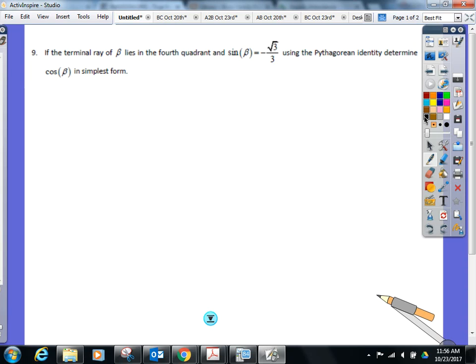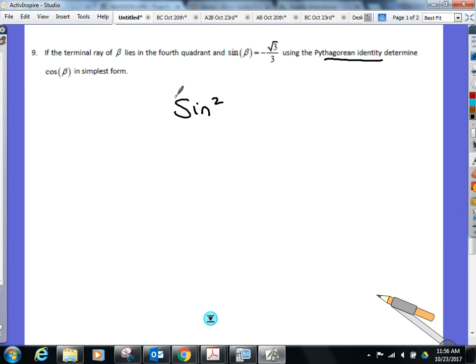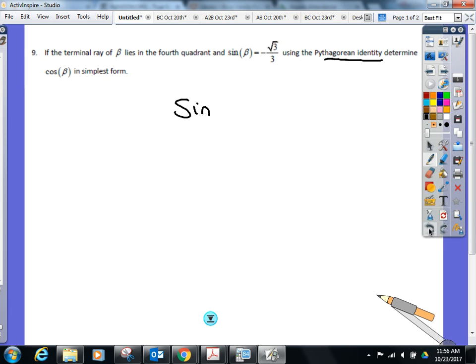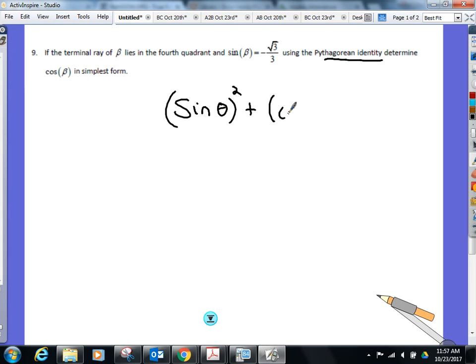Okay, use the Pythagorean identity. Here it is: sine theta squared plus cosine theta squared equals 1. Now, just a quick note: there's no theta in this problem. It's another Greek letter, beta. It's fine, it's an angle measure. So if you want to substitute in beta, that's fine.